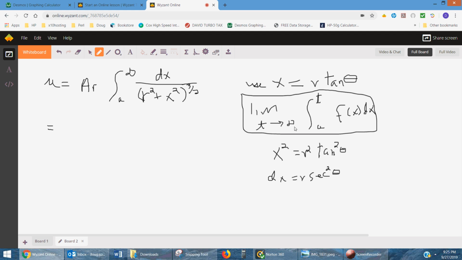So now, using this information, I'm going to see what happens. And I'm going to leave off these limits of integration for now. We're just going to find an antiderivative. So a times r, indefinite integral, dx is r secant squared theta d theta. And down here I've got r squared plus x squared, where x squared is r squared tangent squared, to the 3/2 power.